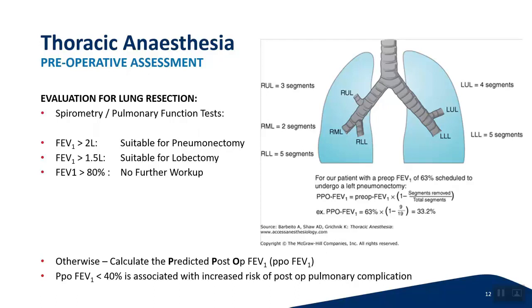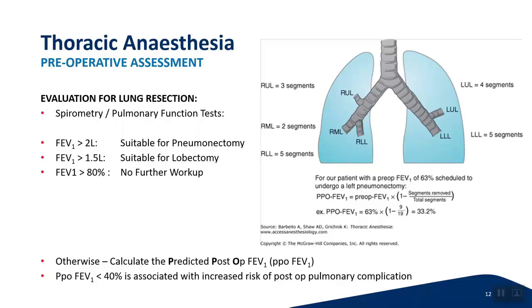The lungs consist of 5 lobes, 3 on the right and 2 on the left. They can be further divided into segments as shown in the image. The predicted post-op FEV1 can be calculated based on how many segments or lobes are resected during lung resection surgery. Using the formula shown, we can calculate the PPO FEV1 of a patient undergoing lung resection surgery.